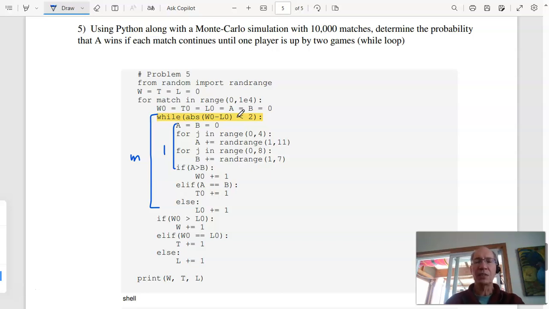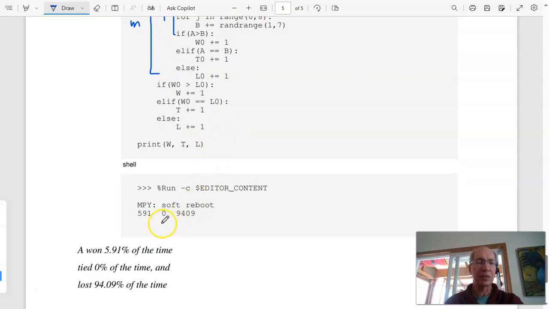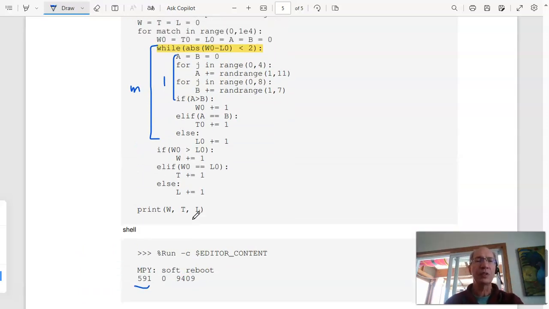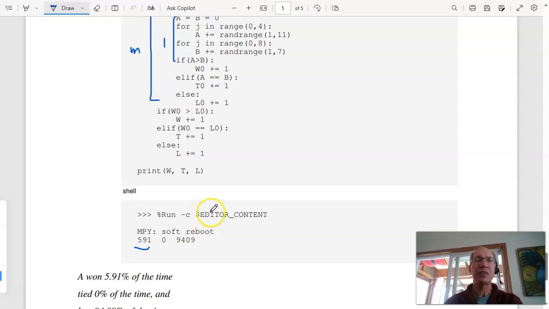What's the chance that A wins the match? Well, with Monte Carlo, I repeat 10,000 times, about a 5.9% chance of winning the match. Under this format, 94% chance of losing. So that's homework set number 2: for loops, while loops, if statements, and Python.